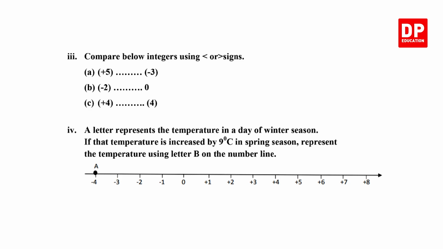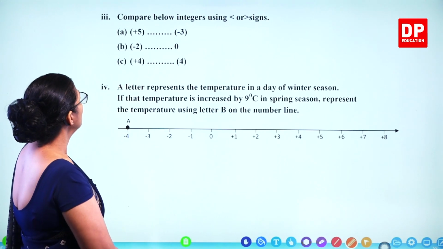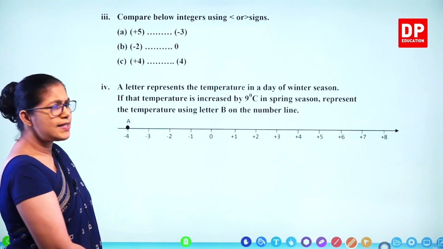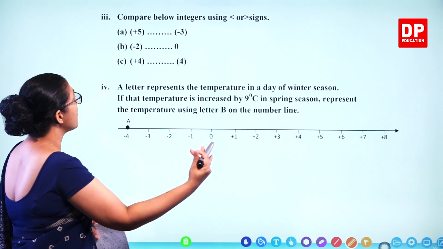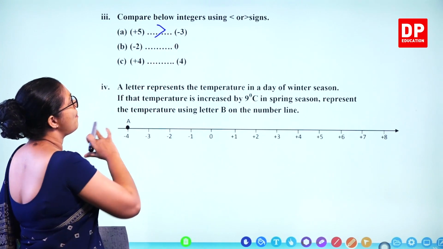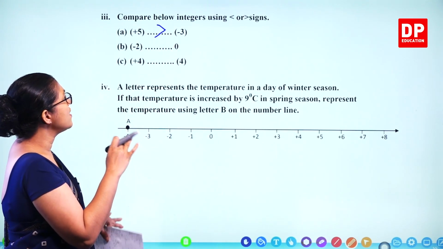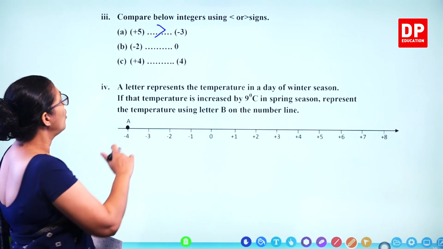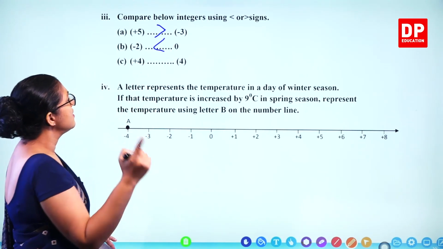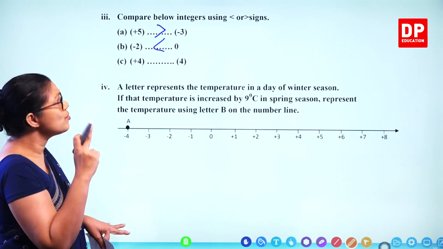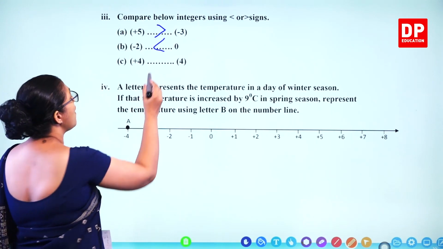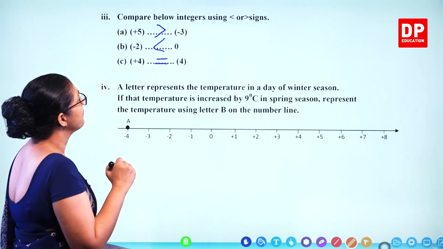Question number 3. That's part 3. Compare below integers using greater, less signs. So plus 5 and minus 3. Always think about the number line. Plus 5 is towards right side. That's greater than minus 3. Minus 2 is left to 0, is less than 0. Plus 4 and 4, both are the same. So you can't use an inequality sign. So you have to put equal sign there.